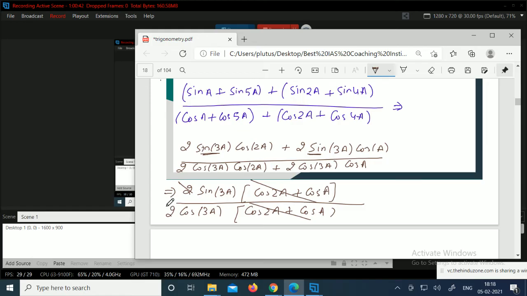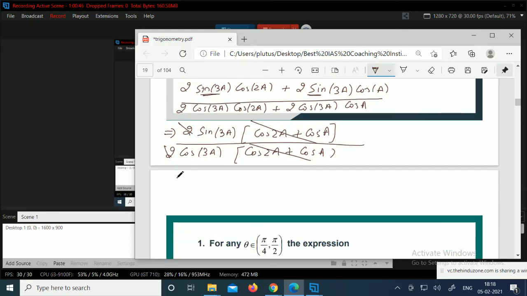and this gets cancelled, and this also gets cancelled. So what is the value now? This is tan 3A. Okay, so this kind of question we solve by making pairs and using sin C plus D, cos C plus D kind of things. Okay.